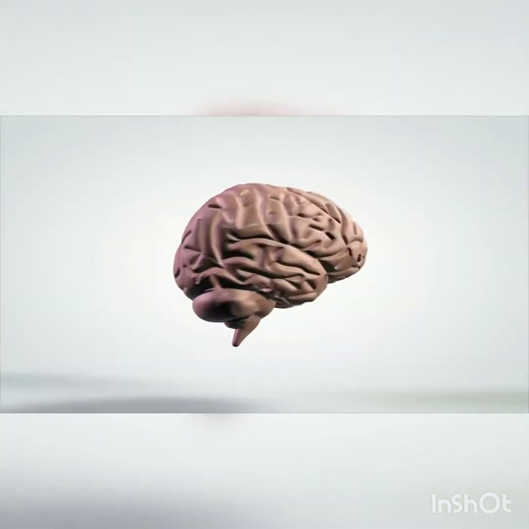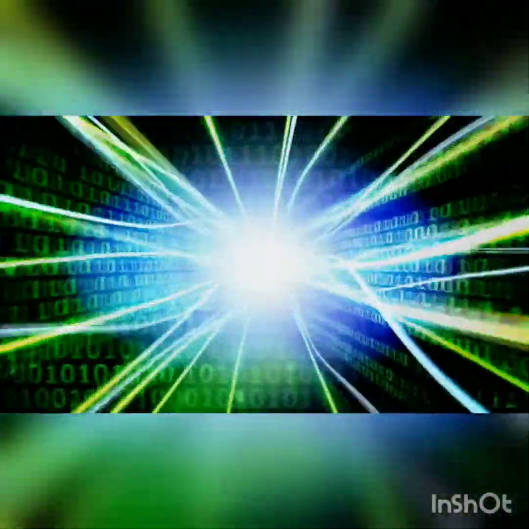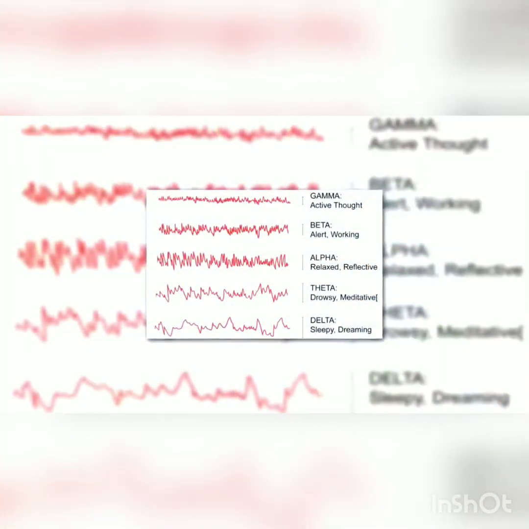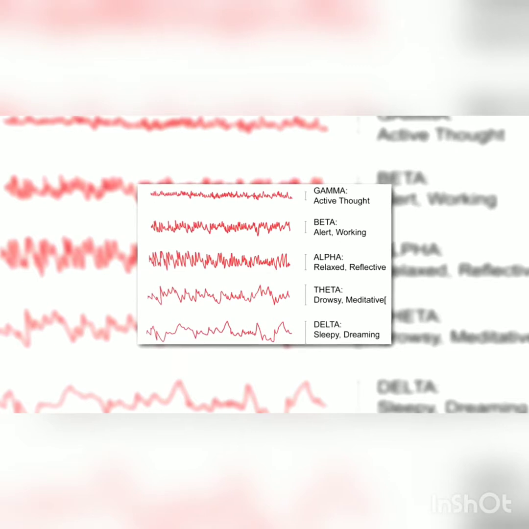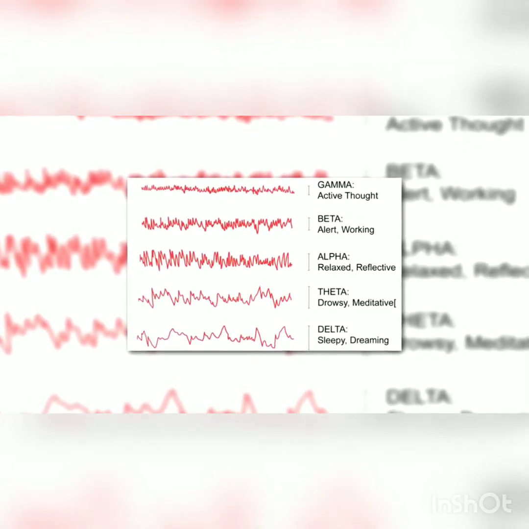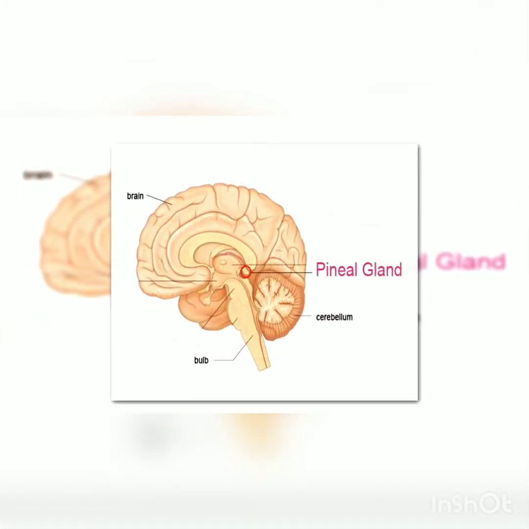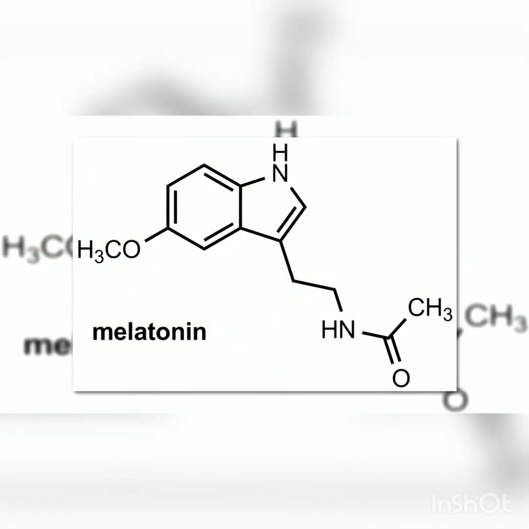Light also affects our brainwave patterns. Brainwaves are electrical impulses in the brain. While awake and in problem solving and alert consciousness, we operate on the beta brainwave. As we drift off into sleep, we enter into the theta brainwave state, and during deep sleep, we enter the delta brainwave state. In darkness, a gland in the brain known as the pineal gland releases a hormone called melatonin.